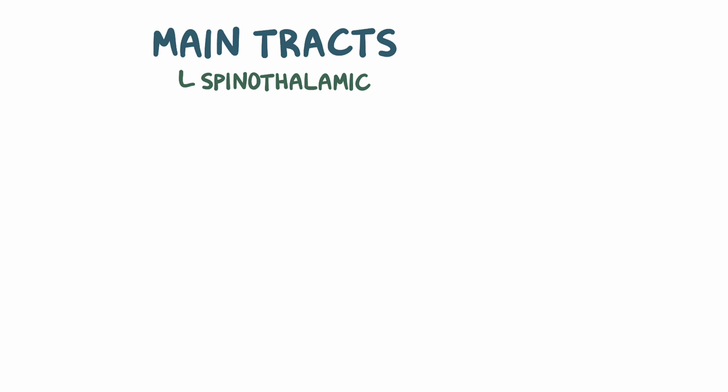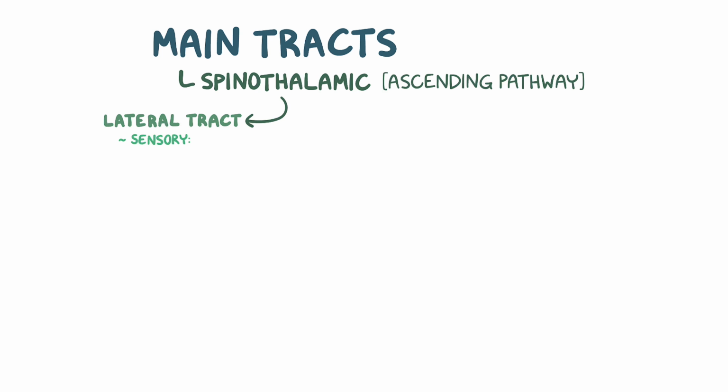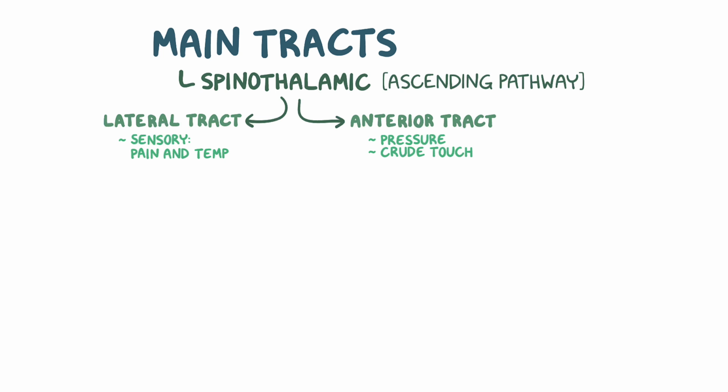There are a few main tracts to remember. First, there's the spinothalamic tract, which is an ascending pathway, and it's divided into two parts. The lateral tract carries sensory information for pain and temperature, while the anterior tract carries information for pressure and crude touch, or the sense one has been touched, without being able to localize where they were touched.